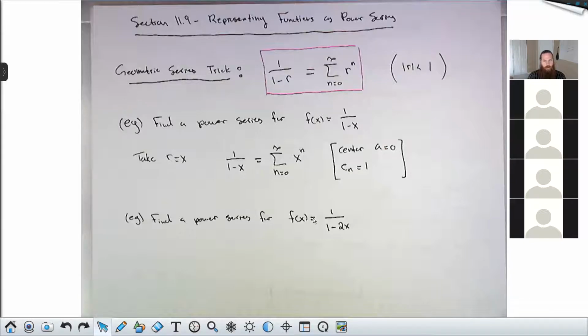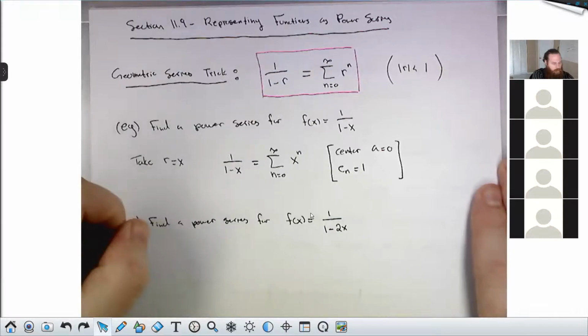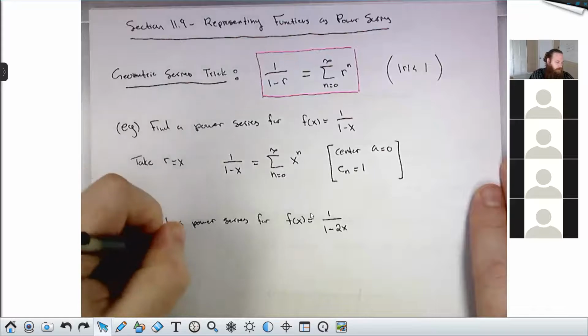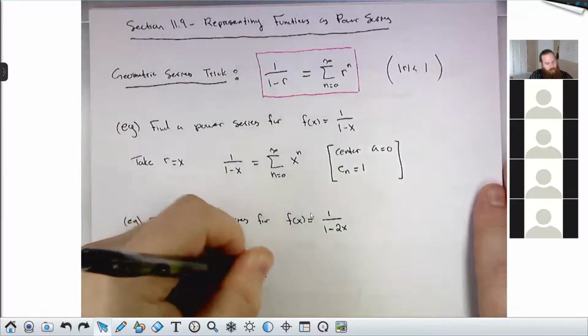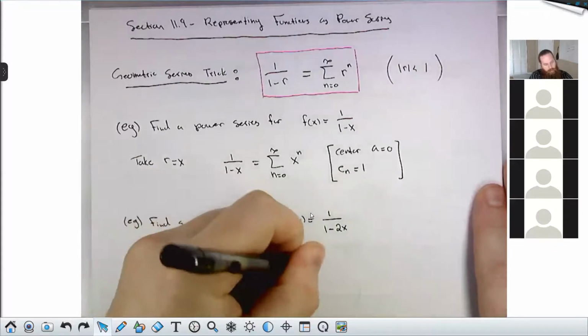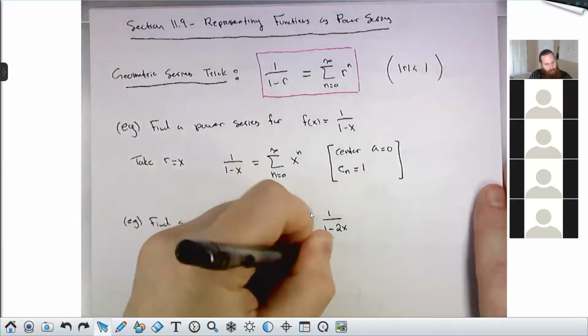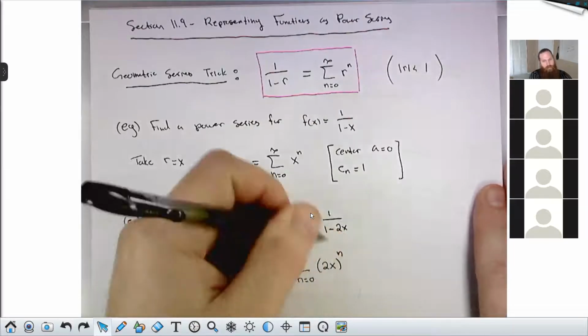What could I use for r here? Would it just be 2x? Yeah, because just 2x, right? If I plug in 2x for r in this expression, then I get 1 over 1 minus 2x. Okay, let's do it. So we're just going to take r to be 2x. And then I get 1 over 1 minus 2x is sigma n from 0 to infinity parentheses 2x to the n.